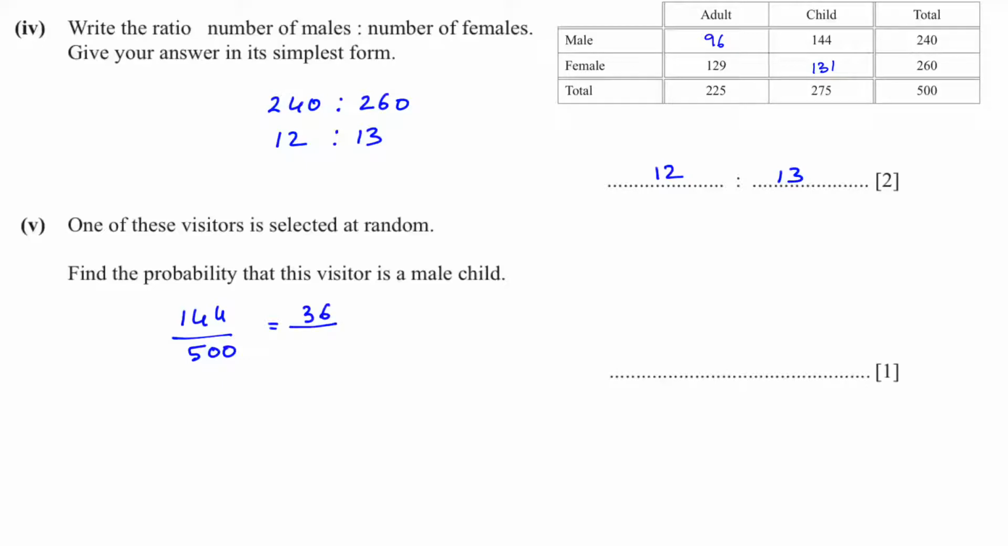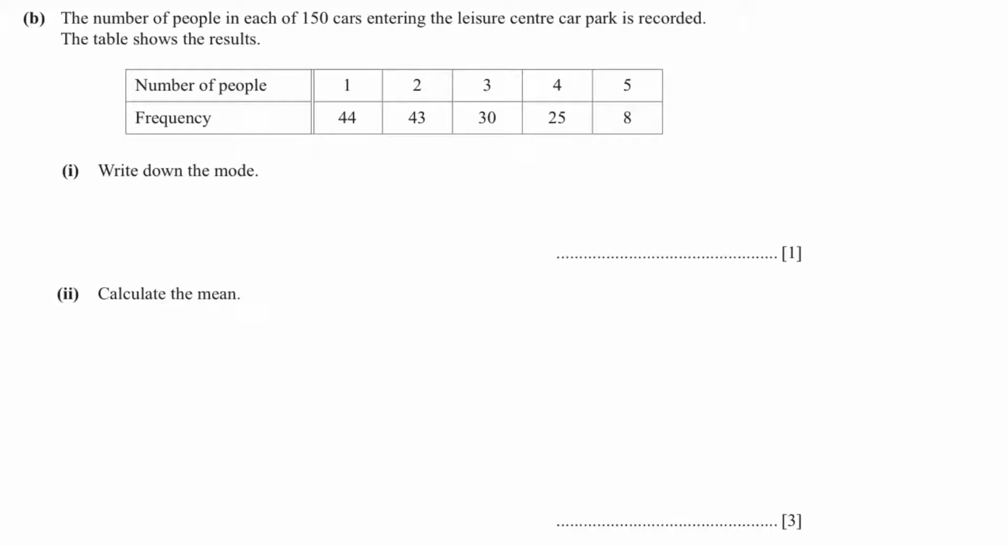36 over 125. You can leave it either this way or simplify it, it's fine. Part B, the number of people in each of 150 cars entering the leisure car park is recorded. So these are the number of people in the 150 cars and the frequency. Write down the mode. Mode is the most repeated number. So the most repeated number is 1. It's repeated 44 times.